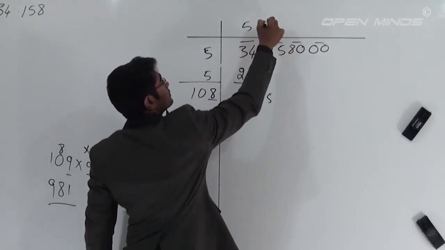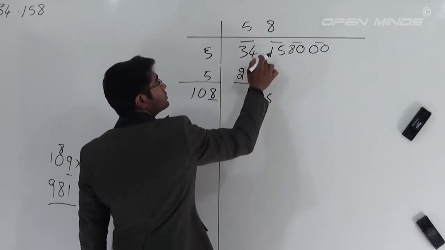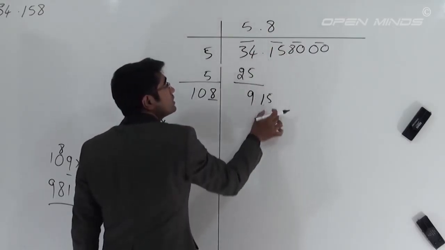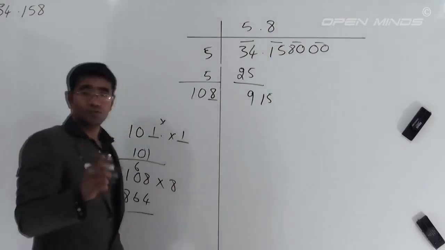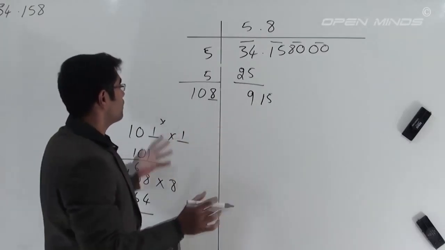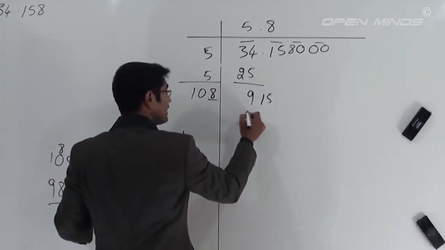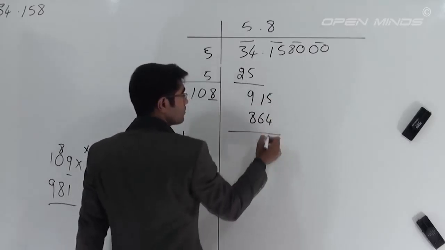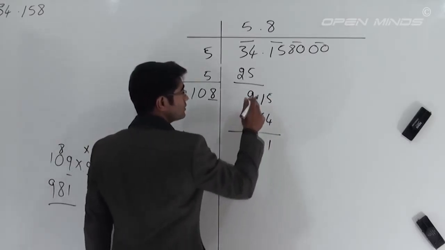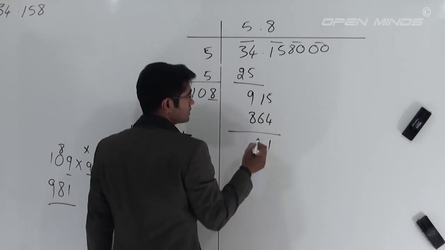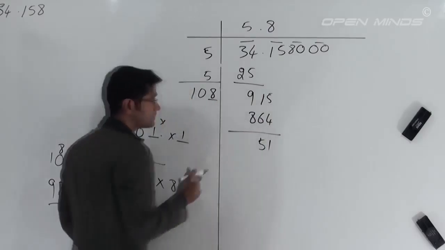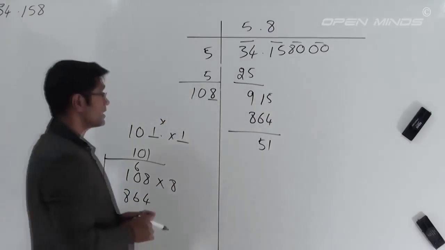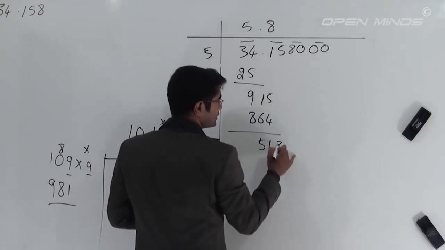Before I do that, I need to take the decimal point here because I took 15 down. So we forgot that. Good enough. So I have 864, and if I subtract this, I get 51. So take 00 down there.